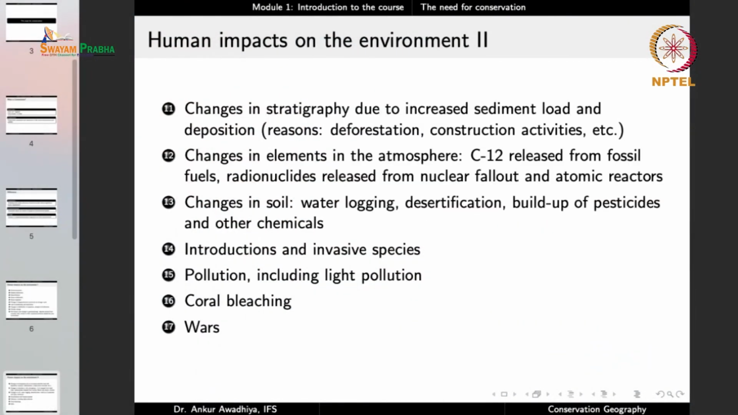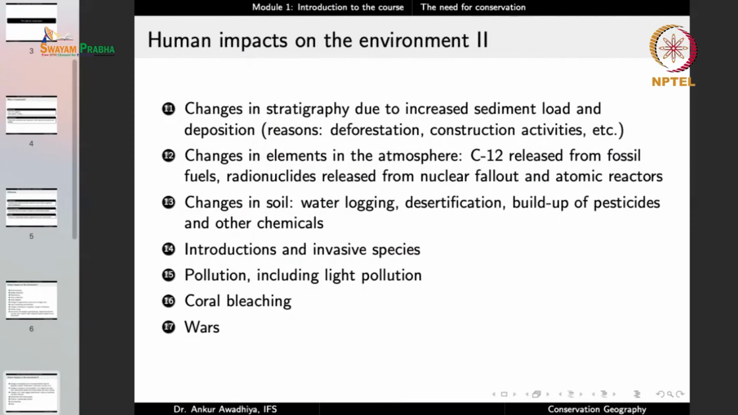We are also observing changes in stratigraphy due to increased sediment load and deposition. We are observing changes in elements in the atmosphere. We are observing changes in the carbon-12, carbon-14 ratios. We are observing radionuclides that were never observed before in the history of the planet, because we are now making atomic weapons and atomic reactors. And so those radionuclides are now being created and released that never existed before. That also has a huge impact on the environment.